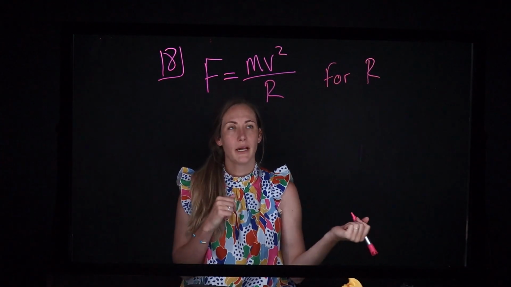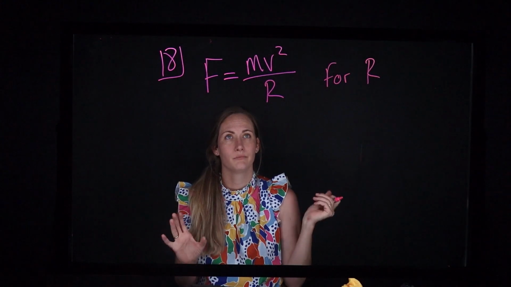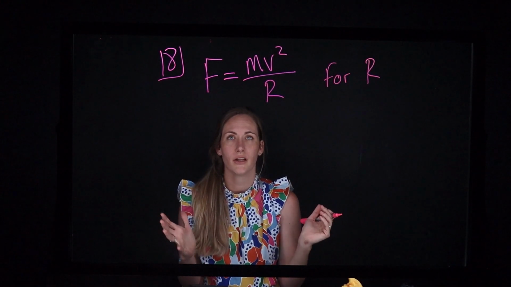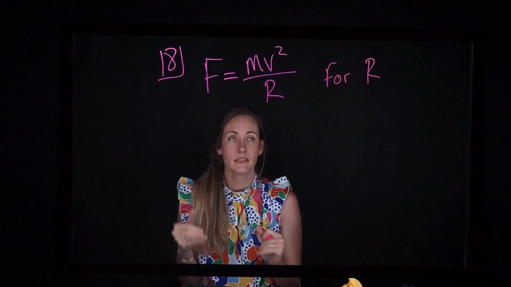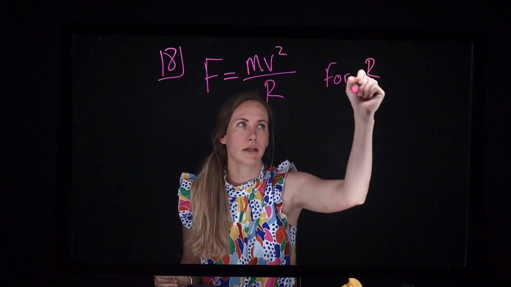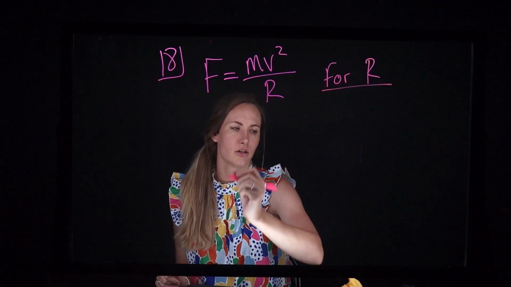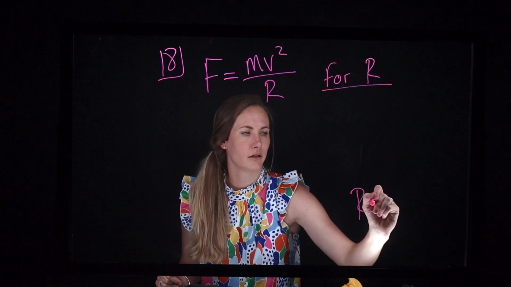Okay, problem 18. This is a literal equation. We're solving letters. We're rearranging these letters to have it r equals. So we're solving for r. So our end goal is r equals.